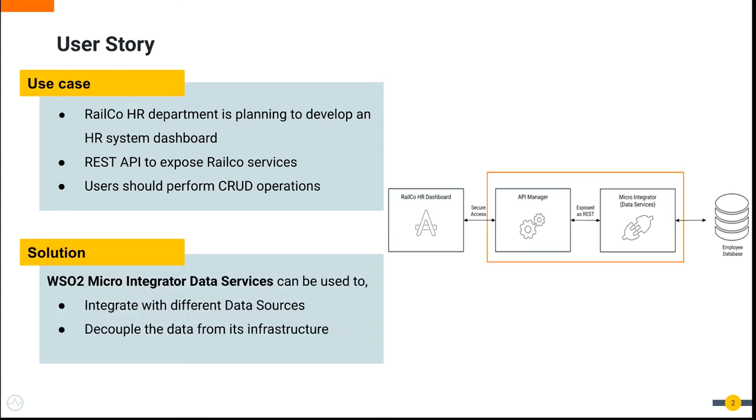With WSO2 Micro Integrator Data Services, users can integrate with different data sources and decouple the data from its infrastructure. In other words, when you create a data service in WSO2 Micro Integrator, the data that is stored in a storage system, such as an RDBMS, can be exposed in the form of a service. This allows users or any application or system to access the data without interacting with the original source of the data.